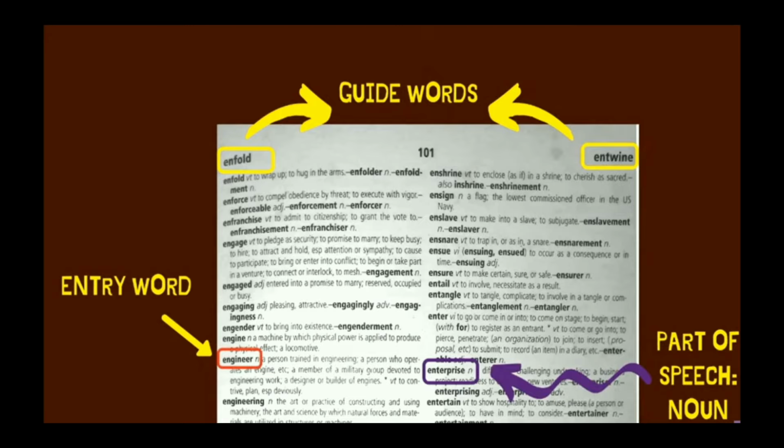Usually, abbreviated noun is written N. V for verb, ADJ for adjective, ADV for adverb, prep for preposition, pro for pronoun, CONJ for conjunction, and INTERJ for interjection. Okay? Do not forget that.